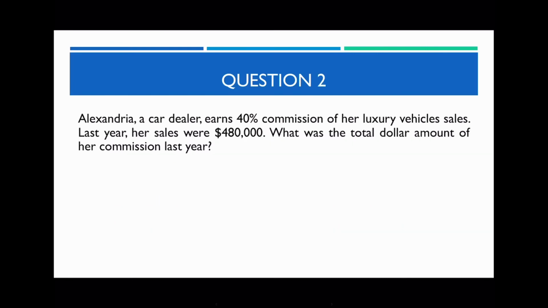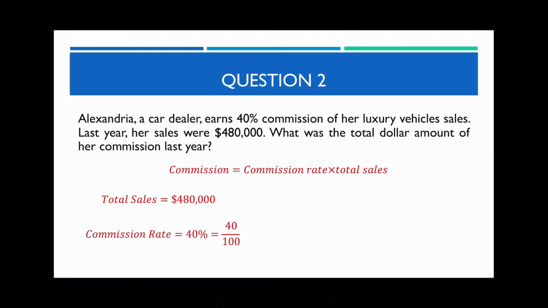Question 2. Alexandra, a car dealer, earns 40% commission of her luxury vehicle sales. Last year, her sales were $480,000. What was the total dollar amount of her commission last year? So again, trying to find out what is the commission made. So commission is this particular formula over here. The commission rate is 40%, so 40 over 100 multiplied by the total sales. Therefore, you should get an answer of $192,000.